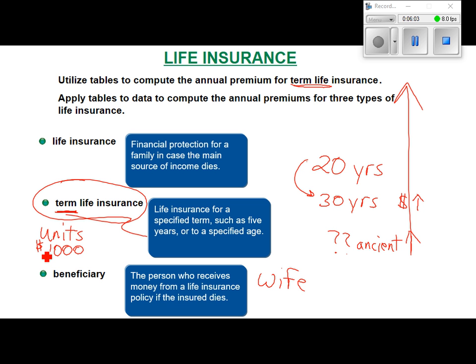Usually, you won't get just 1 unit or 2 units or 3 units. Usually, a life insurance policy will be for $20,000 or $50,000 or $1 million, whatever it is. It'll be something like that. Something that's going to actually help the beneficiary cover expenses once you're gone.